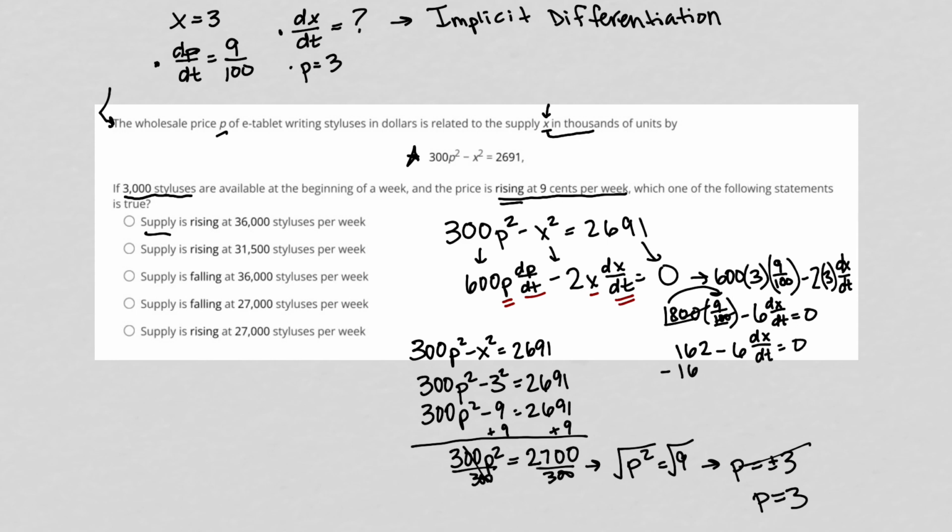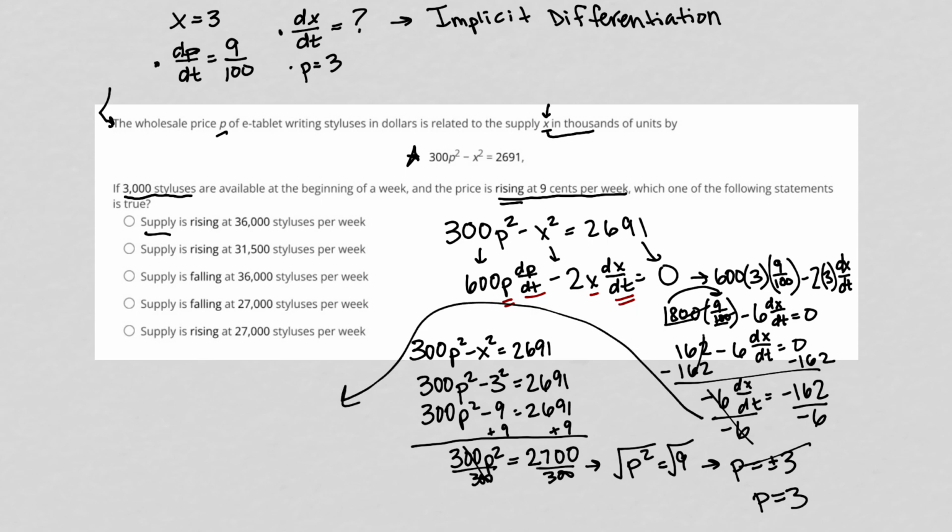I subtract 162 from both sides to get negative 6 dx dt equals negative 162. And divide both sides by negative 6 in order to isolate my dx dt. And I can see that negative 162 divided by negative 6 is 27. So let me just put this over here. So dx dt is equal to a positive 27.